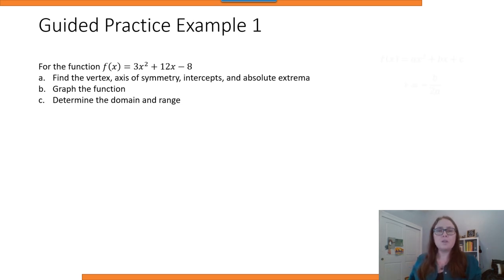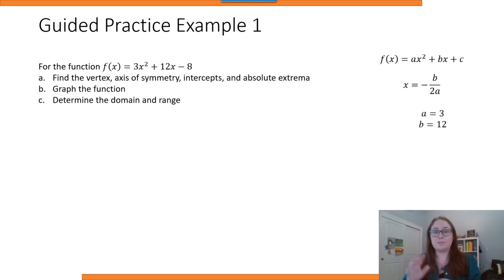So first, just a refresher on those formulas from the last slide. When it's in this general form, the axis of symmetry and the x coordinate of your vertex is going to be negative b over 2a. So that's what I'm going to start with.